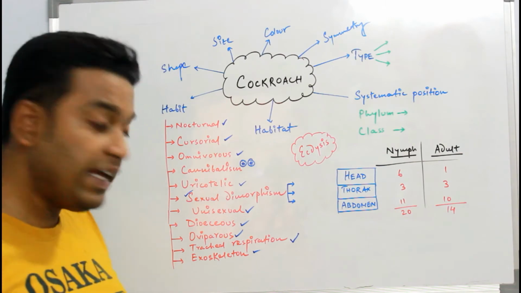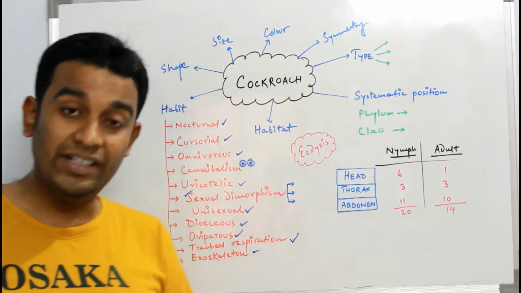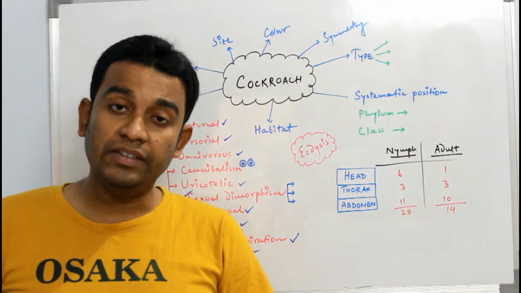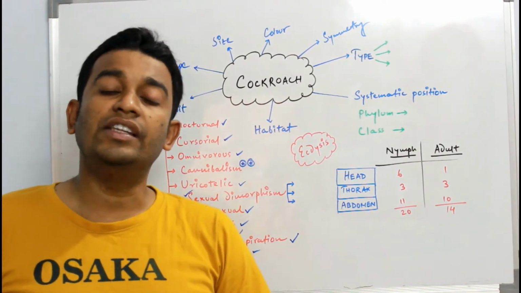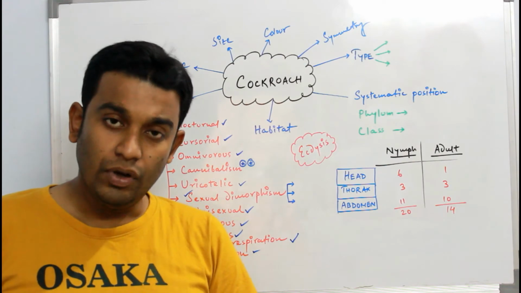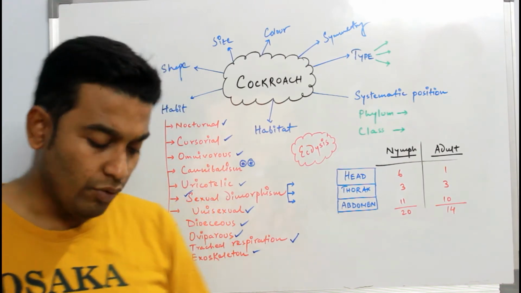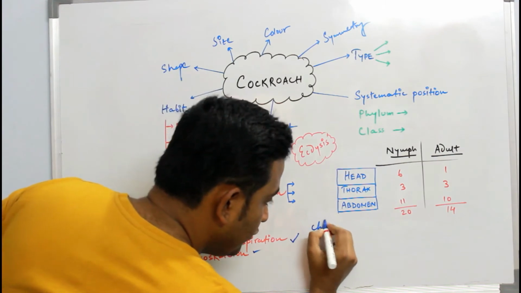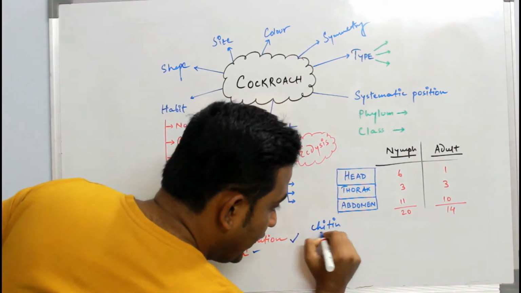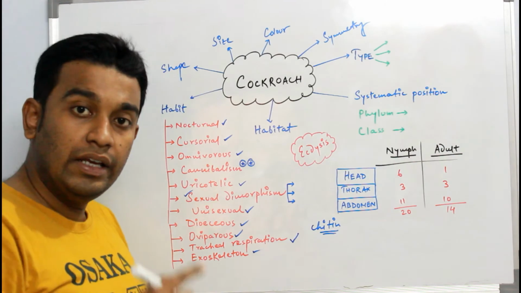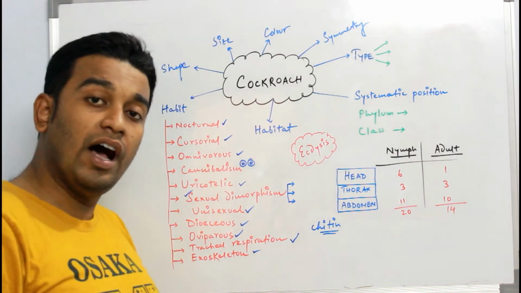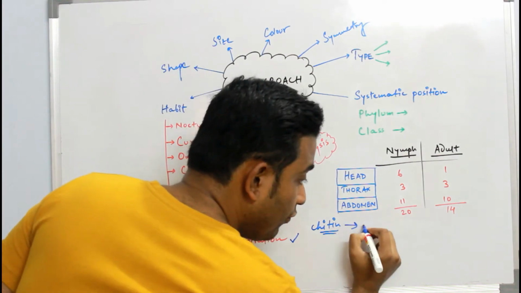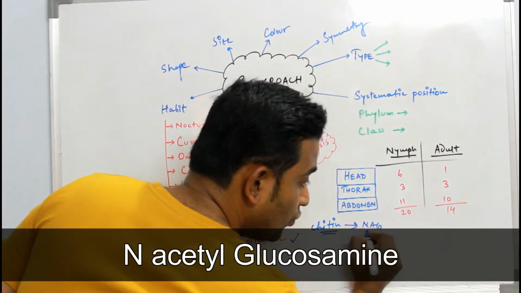Then they have the presence of an exoskeleton. As you know, the exoskeleton of the cockroach is basically a plate-like structure, and it is made up of chitin or chitin, whatever way you pronounce it. I'll just write the spelling over here. It is something like this: C-H-I-T-I-N, chitin. Right? Now, what is this chitin? It's a highly complex structured carbohydrate, which is typically made up of N-acetyl glucosamine.